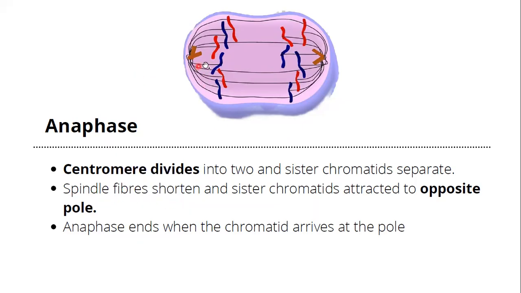You can see some of the spindle fibers here shorten, and then the sister chromatids, or the chromosomes, are attracted to the opposite poles, okay? So they will be attracted to the opposite pole, in the direction of the centrioles, when the spindle fiber shortens. And lastly, anaphase is going to end when the chromatids arrive at the pole. So when all these chromatids or chromosomes reach both of these poles, this is where anaphase is going to progress into telophase, right?